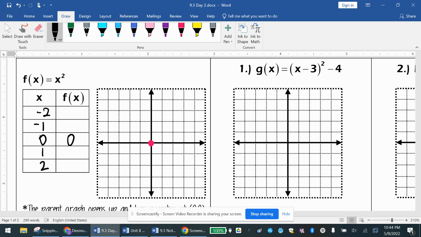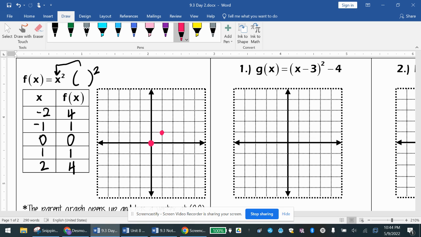And when you put them inside the equation and square them, -2 squared is 4, -1 squared is 1. Remember, negative times negative is positive when you square them, right? When you square them, you get a positive, okay? So 1 times 1 is 1, 2 times 2 is 4.